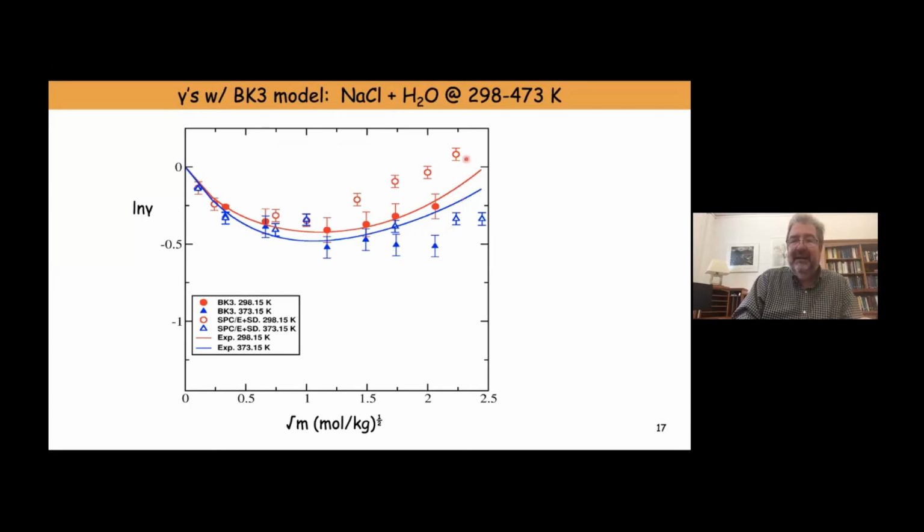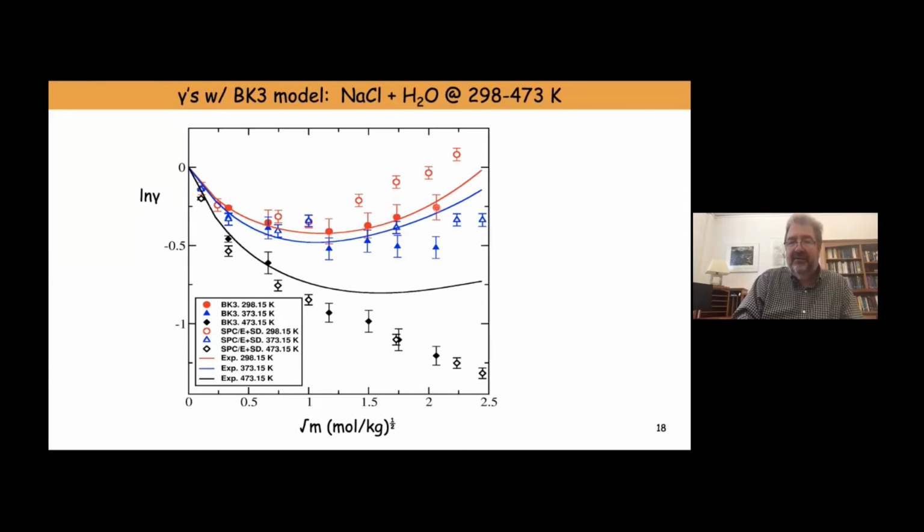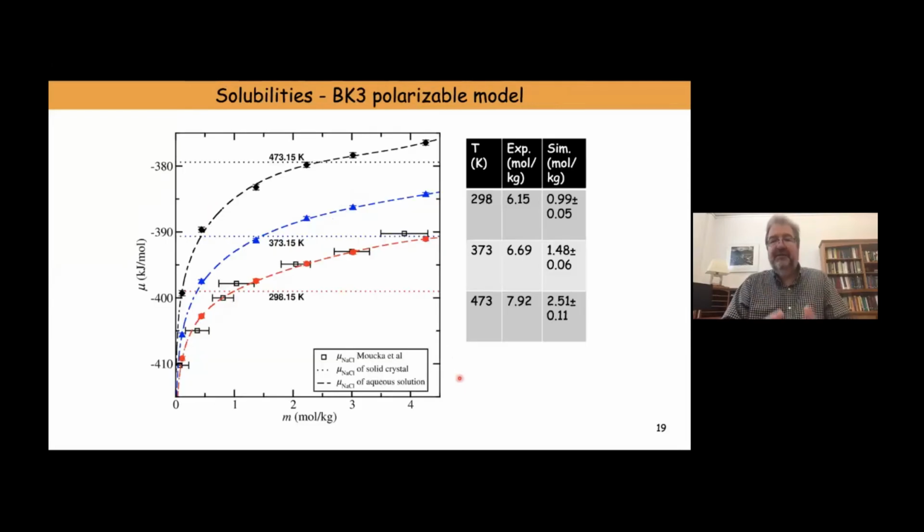This is the non-polarizable, polarizable, open circles, filled circles, open triangles, filled triangles, and at 473 Kelvin, the non-polarizable and polarizable models predict the same relatively poor activity coefficients at high concentrations. So the temperature dependence, even with the polarizability included, is not right. And the solubility is also not quite right.